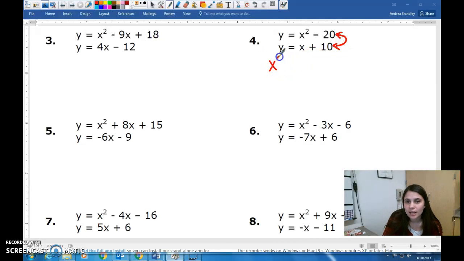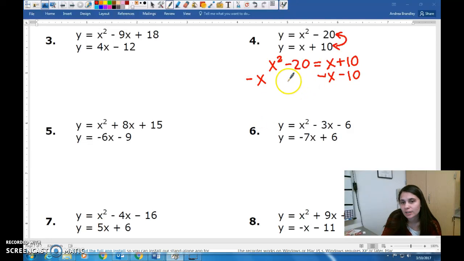So I'm going to say x squared minus 20 equals x plus 10. So I want everything on the same side, and I want my x squared to be positive, which tells me I want to move these over to here. So I'm going to minus x and minus 10 from this side. And there's no x term over here. There's an x squared term and there's a regular term. So I'm not going to be able to combine my minus x with anything.